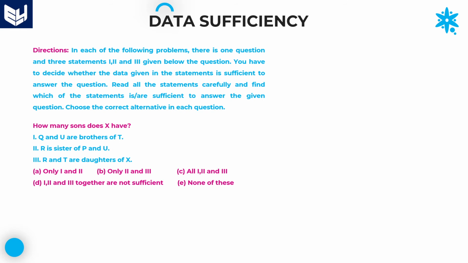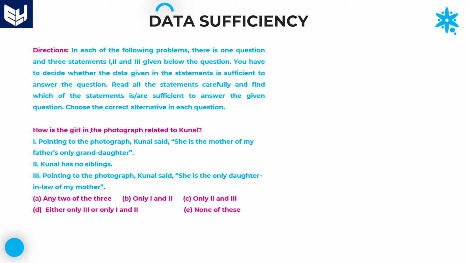Let's move on to the next question. See here. How is the girl in the photograph related to Kunal? See, guys, for these kinds of questions, in the given options this either-or is there. You have to be very careful about this particular point. Either only 3 or only 1 and 2. It means by combining 1 and 2, or else only 3, by using these two combinations definitely you will get the answer. That is the meaning of this option.